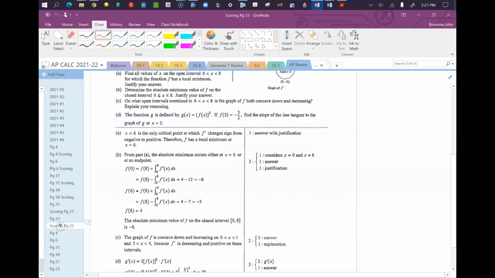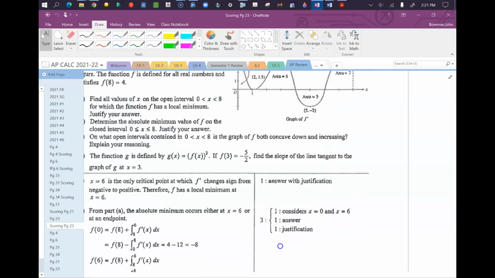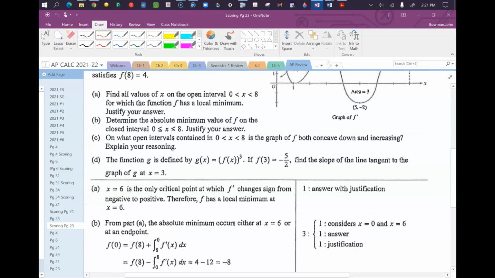So let's jump over to the scoring rubric, take a look at what they would expect. It says 1 point for answer with justification. I would say if you did not have a justification, you will not get that 1 point.